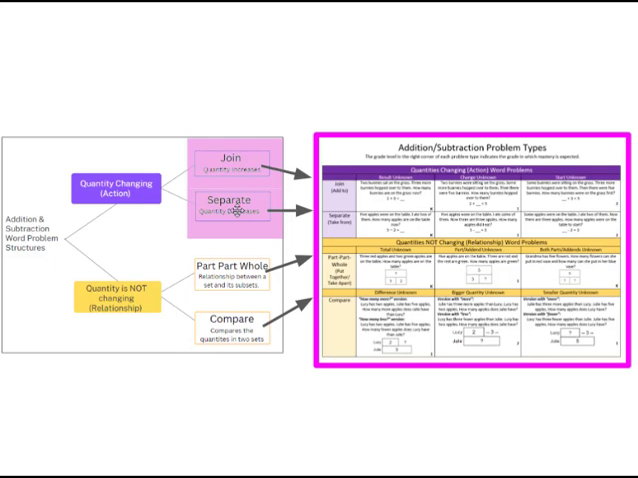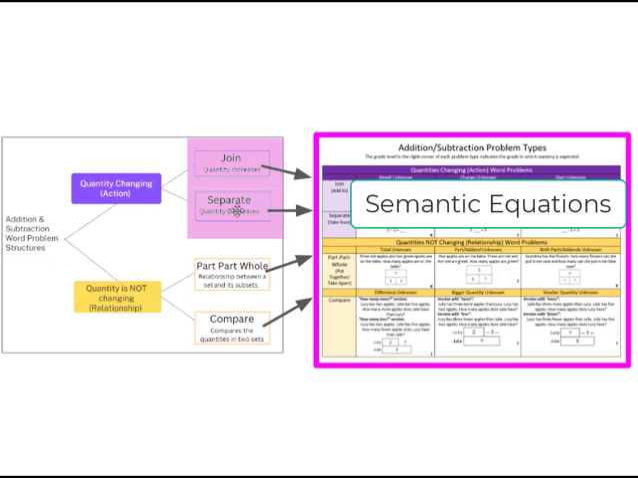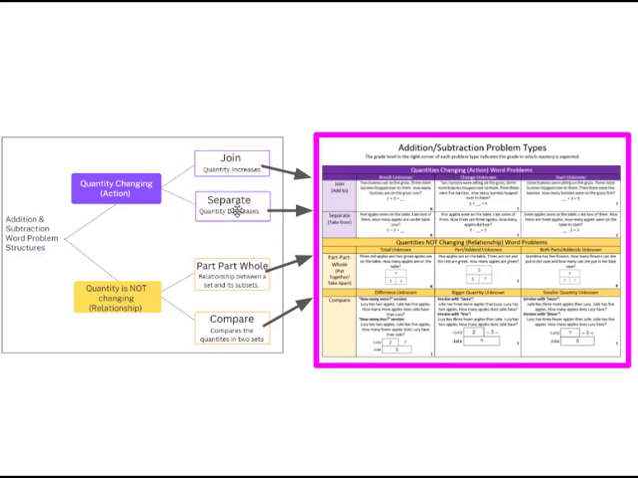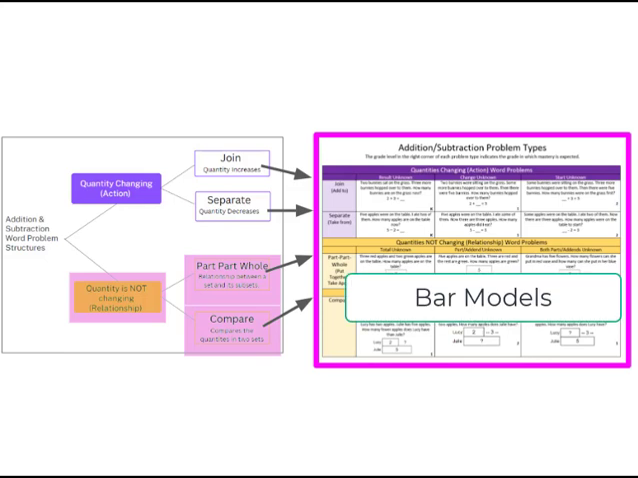And for those types of word problems, we use semantic equations to classify those problems because those semantic equations align with how children think. If the problem has no action, the quantity is not changing, it's about a relationship, then we use a part-part whole or comparison model. We call the part-part whole and comparison models bar models because they're created by using bars to represent the situation.